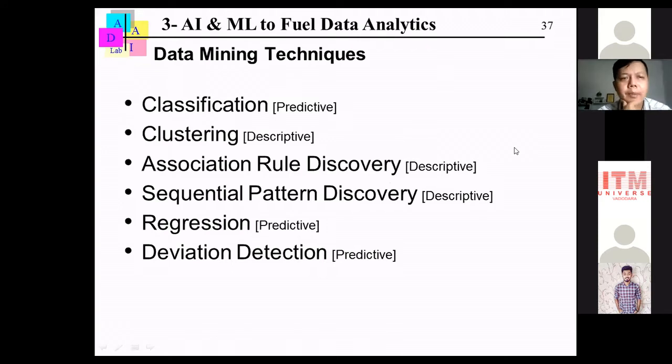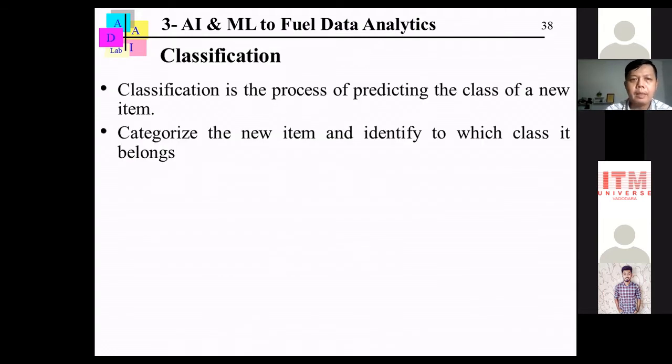There are many data mining techniques, for example classification, clustering, association rule discovery, sequential pattern discovery, regression, and deviation detection. The first is classification. What is classification? It is the process of predicting the class of a new item, and identifying to which class the new item belongs.